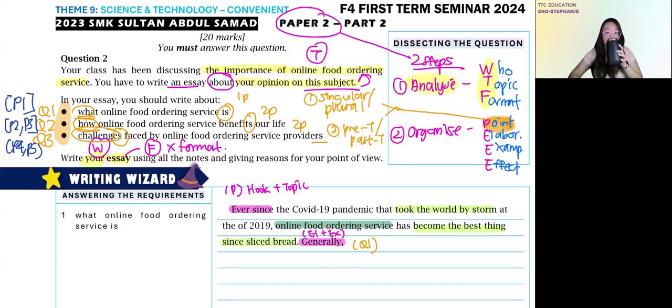Hi, Jaden. This is your page 4. Okay, so far so good. Any questions with how we can analyze the question?